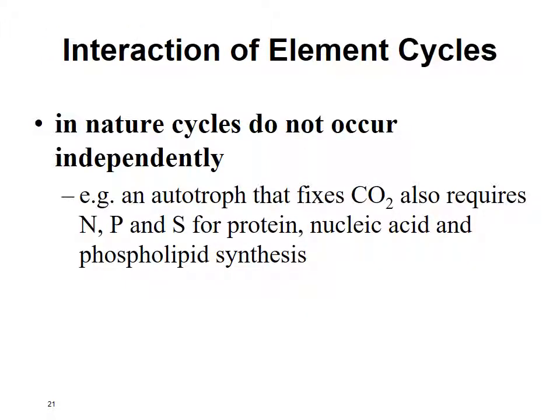And of course, it's important to note that in nature, cycles do not occur independently. So for example, an autotroph that fixes carbon dioxide also requires other elements for protein, nucleic acid, and phospholipid synthesis.